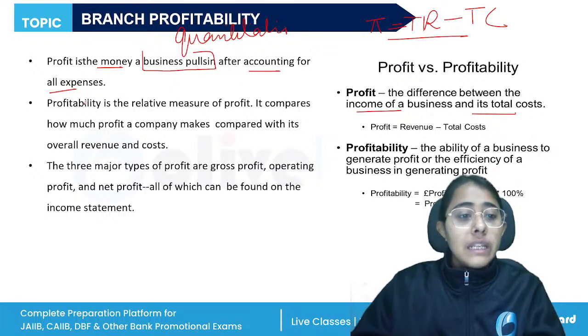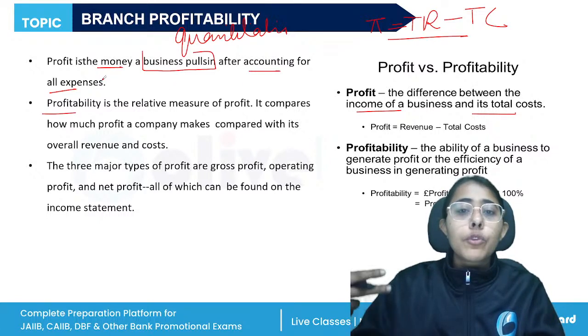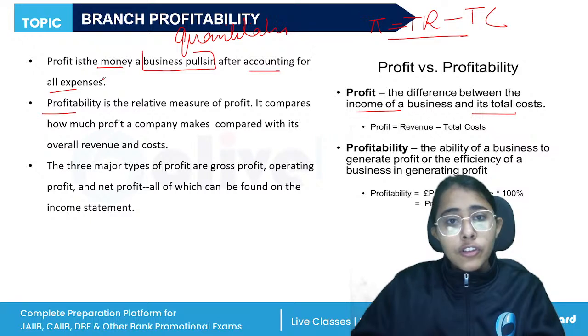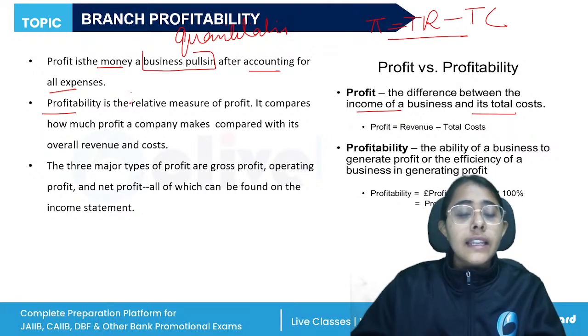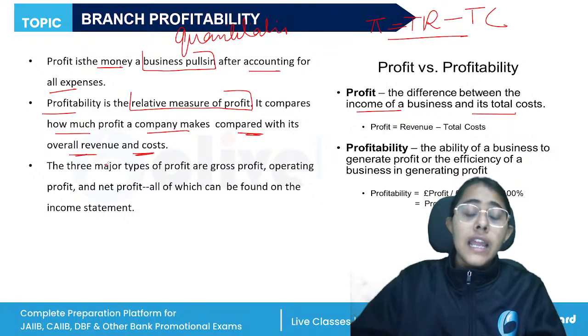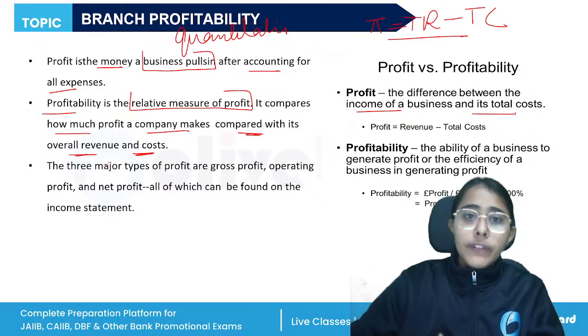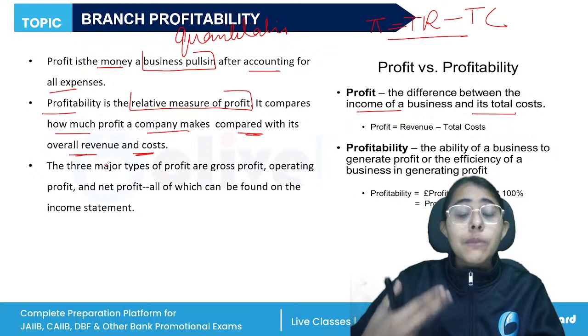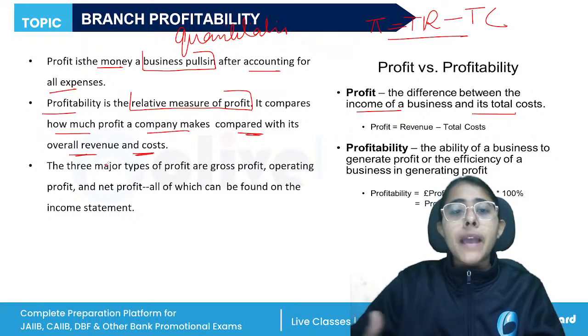However, profitability is different. It gives us a more holistic view of the performance of the bank, right? So profitability is the relative measure of profit. What we are doing, we are comparing. It compares how much profit a company makes compared with its overall revenue and costs. With every additional cost, am I deriving additional profit as well? Or to derive 1 unit of profit, I am putting in more costs. So that is a comparison that we make.